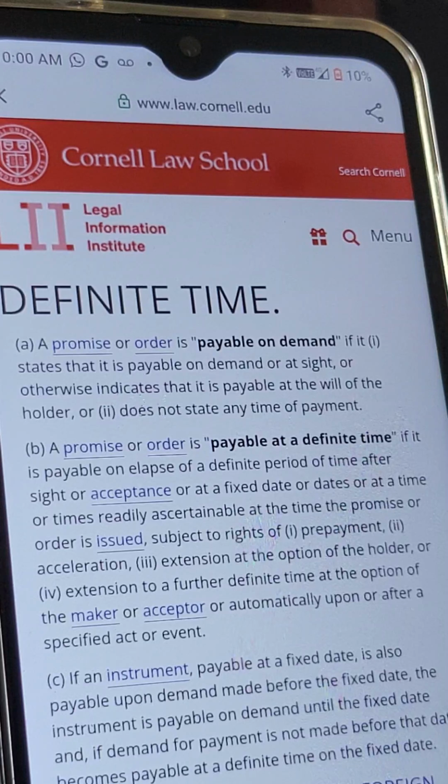B, a promise or order is payable at a definite time if it is payable on elapse of a definite period of time after sight or acceptance, or at a fixed date or dates, or at a time or times readily ascertainable at the time the promise or order is issued, subject to rights of prepayment, acceleration, extension at the option of the holder, or extension to a further definite time at the option of the maker or acceptor, or automatically upon or after a specified act or event.